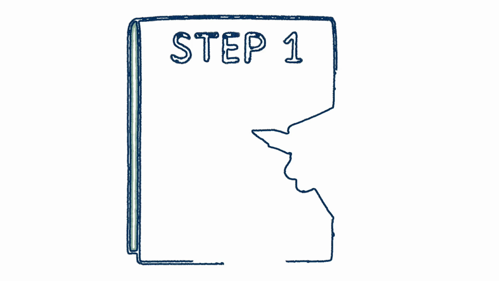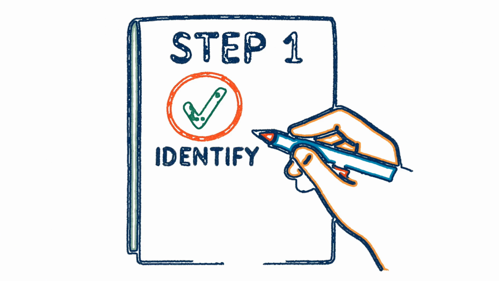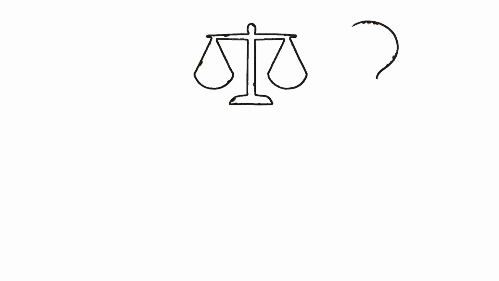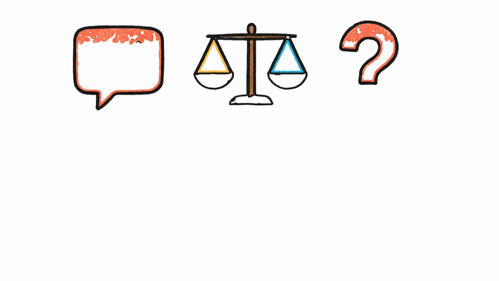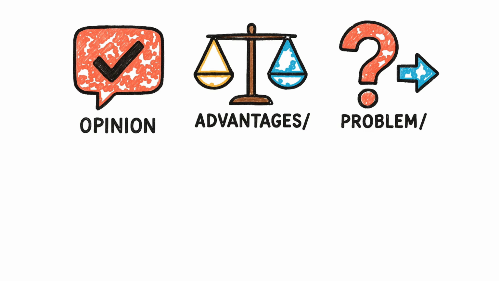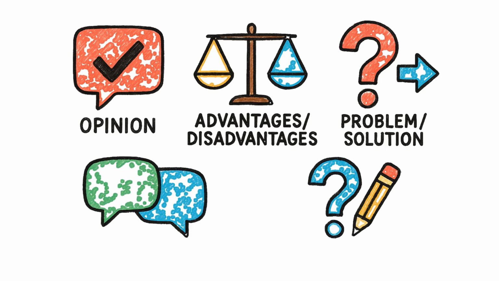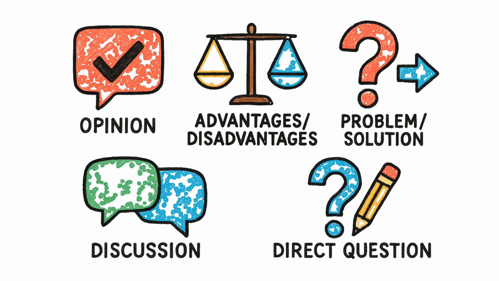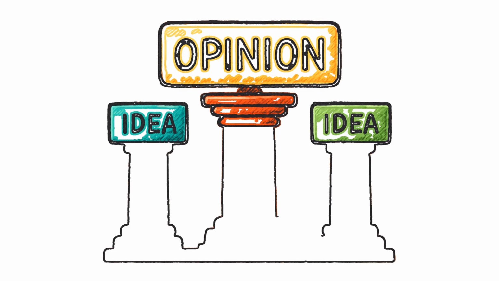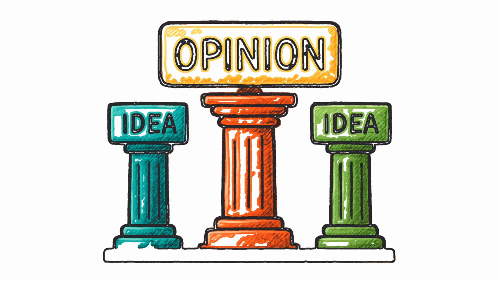Our system starts with two quick identification steps. Step 1 is to identify the question type. You need to know exactly what the examiner is asking you to do. Most essays fall into 5 main categories: opinion essays, like agree or disagree, advantages and disadvantages essays, problem and solution essays, discussion essays where you examine two sides, and finally, direct question essays. Knowing the type tells you exactly how to structure your answer. For an opinion essay, your job is simple. Choose one position and support it with 2 main ideas.